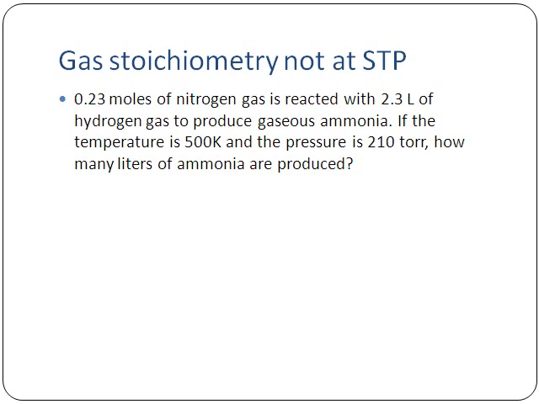So in this case, we have 0.23 moles of nitrogen gas reacted with 2.3 liters of hydrogen gas to produce gaseous ammonia. So sort of the same reaction we had a couple problems ago, just in reverse. If the temperature is 500 K, the pressure is 210 torr, how many liters of ammonia are produced?